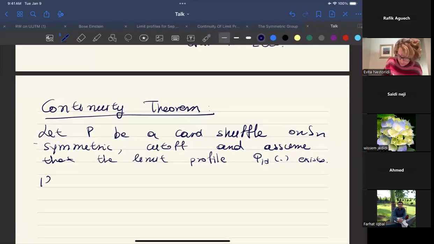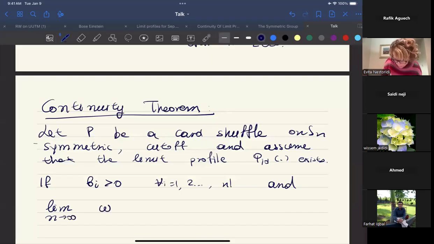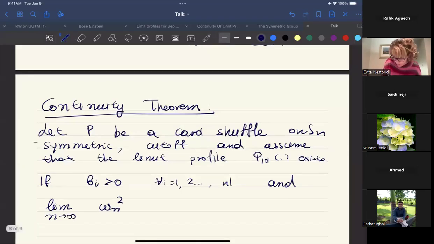If I'm sticking with discrete time Markov chains, so in this case, for the theorem to work, all beta i are required to be positive. But if you go to continuous time Markov chains, you don't need that. And the following quantity is bounded. So this is the window of the cutoff time. And this is something that looks like the L2 norm.